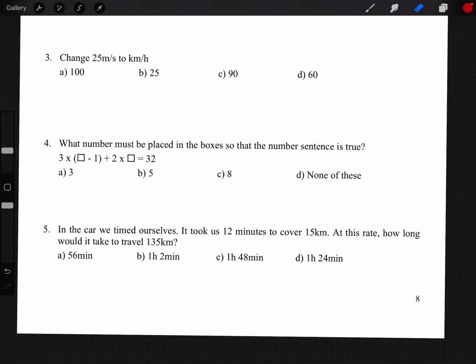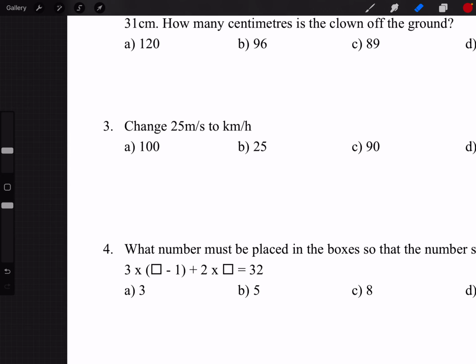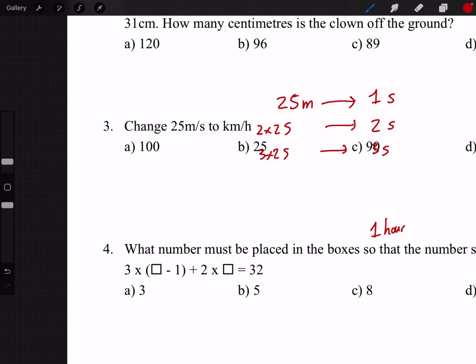Next question. It says change 25 meters per second to kilometers per hour. Okay, 25 meters is for 1 second, and they want 1 hour. So what happens in 2 seconds? Well, would that be 2 times 25, isn't it? 3 seconds, that will be 3 times 25. So if we keep going and then we have to reach an hour, how many seconds is an hour? Well, an hour has 3,600 seconds.